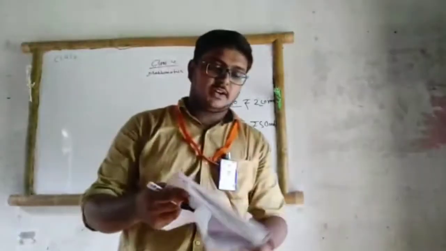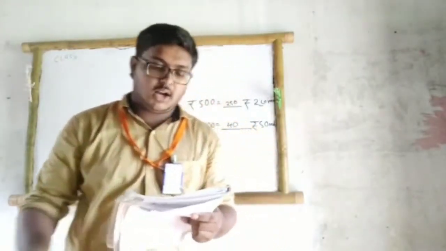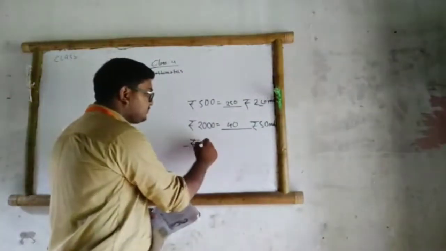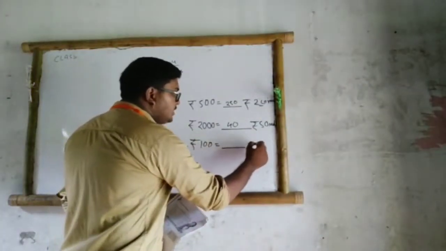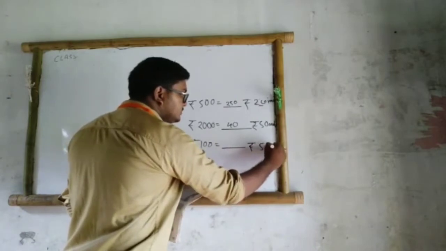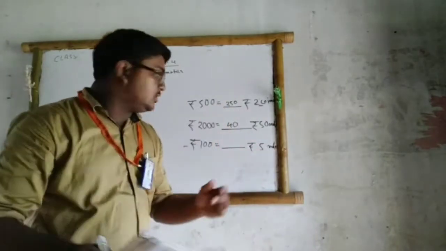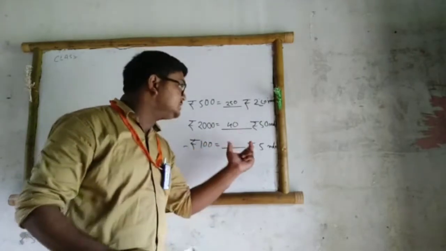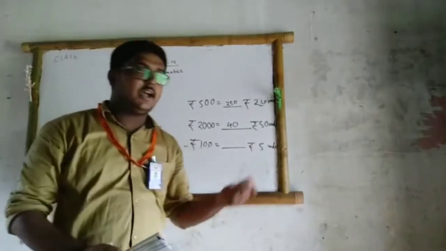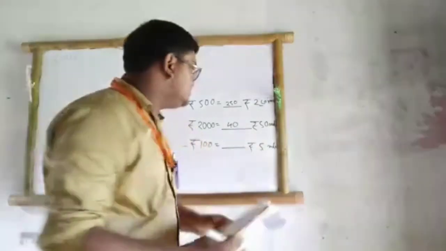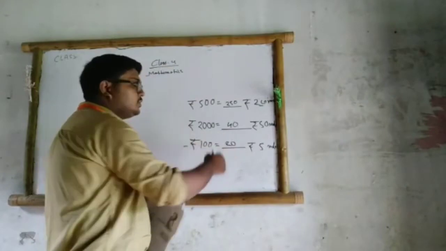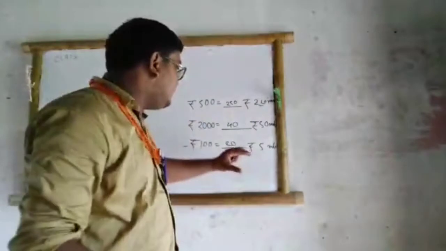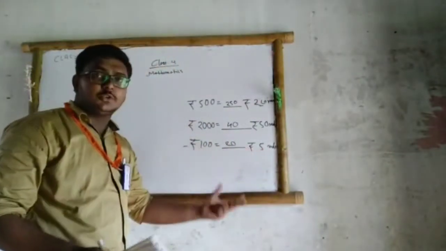Okay. Next one, rupees 100 is equal to how many 5 rupees notes? In this case, you have to divide this 100 by this 5. If you divide 100 by 5, then you will get the number 20. So rupees 100 is equal to 20 rupees 5 notes. So the number of 5 rupee notes is 20.